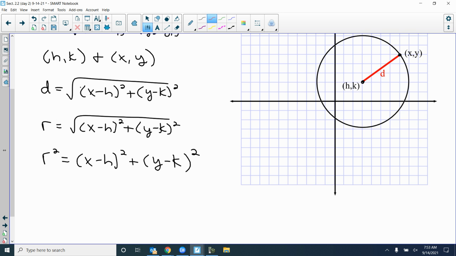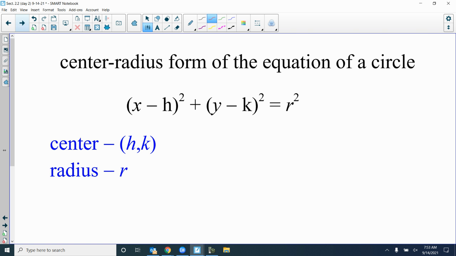Will the distance between any point on this circle and the center always be the same? Yeah, because it's the radius. This is essentially our equation for a circle. What does h, k represent? The center, and x, y is any point on it. So this is called the center radius form of the equation of a circle. Now that is on your guided notes. The center radius form equation of a circle is x minus h squared plus y minus k squared equals r squared. r is your radius, center is h, k.